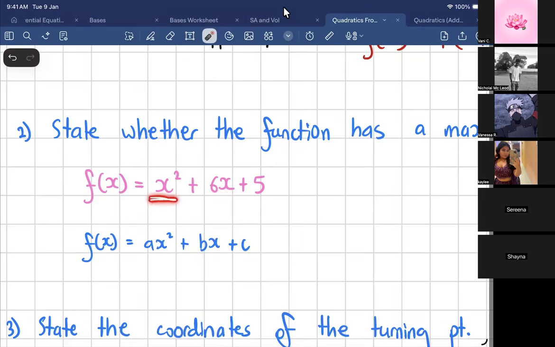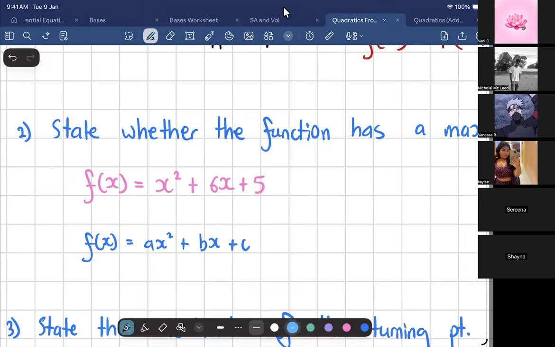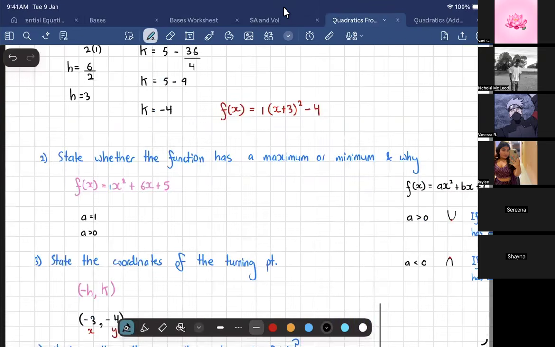So how many x squared do you see in here? 1. You're not seeing it literally, but it does mean 1x squared. So what do you think A is? 1. Right. If A is equal to 1, which case is that? It's more than 0, so it will have a minimum. Yeah, and that is how you know for sure if it has a maximum or minimum.